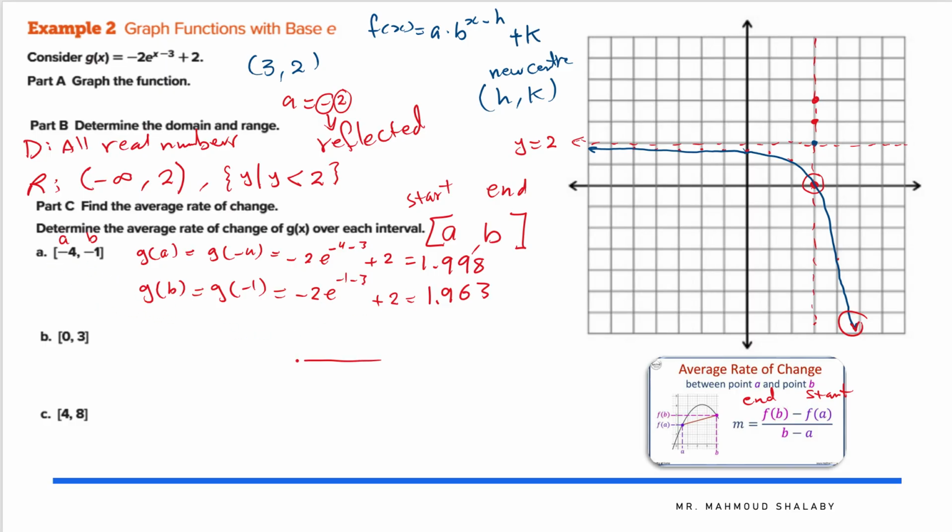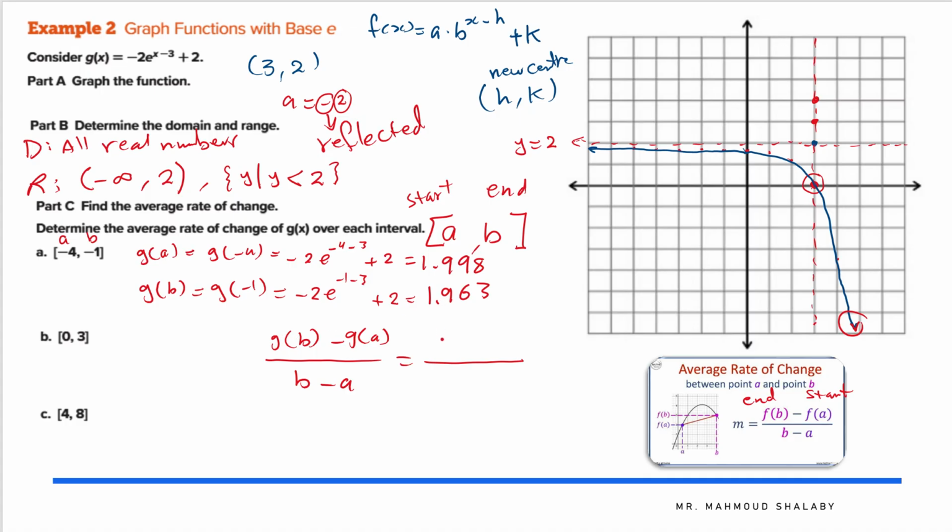Now I need to apply the rule. So the average rate of change will be f of b, or sorry, here in our question it will be g of b minus g of a over b minus a. So I will just substitute.